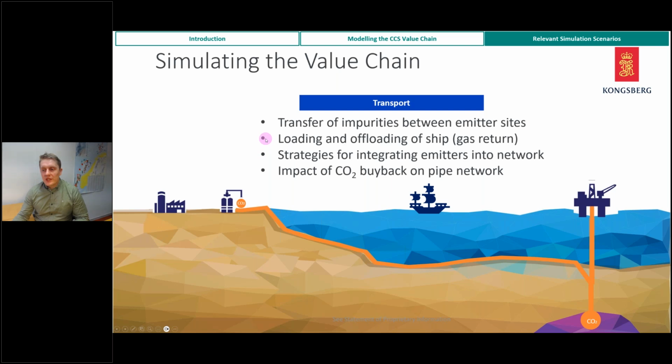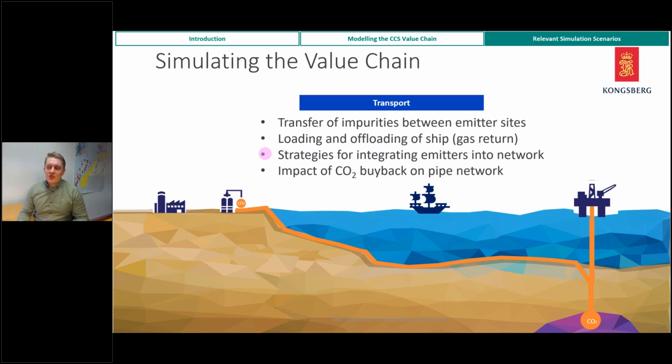That goes, of course, into the actual process of loading and offloading a ship. Very few operators these days have experience actually carrying out these operations with CO2. Of course, with oil, it's well known and well established. But with CO2, it's a different question. And training on this operation is going to be very valuable for them.